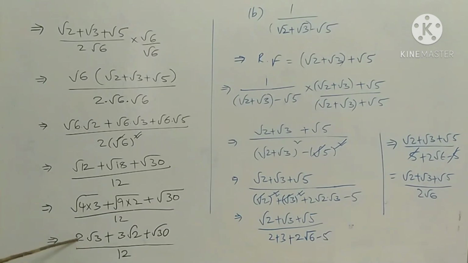So root 4 is 2, into root 3, plus root 9 is 3, into root 2, remaining root 30. So that is 2 root 3 plus 3 into root 2 plus root 30 by 12.